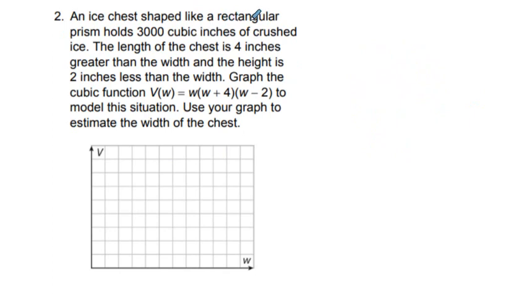Next, we have an ice chest shaped like a rectangular prism that holds 3,000 cubic inches of crushed ice. The length of the ice chest is 4 inches greater than the width, and the height is 2 inches less than the width. It gives us an equation: graph the cubic function. So we're going to graph it.